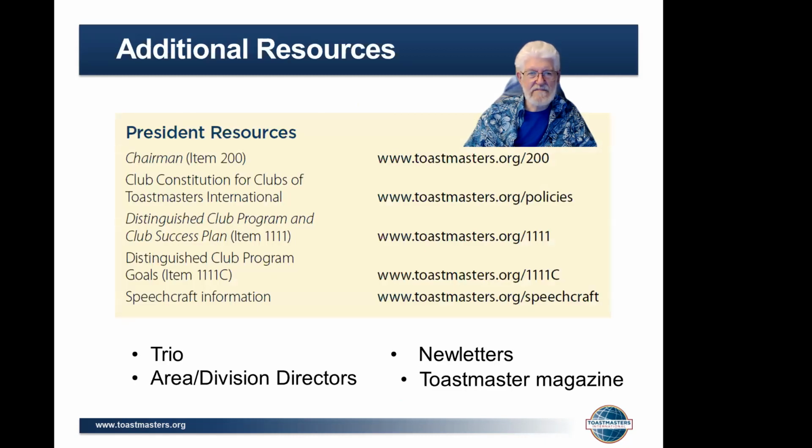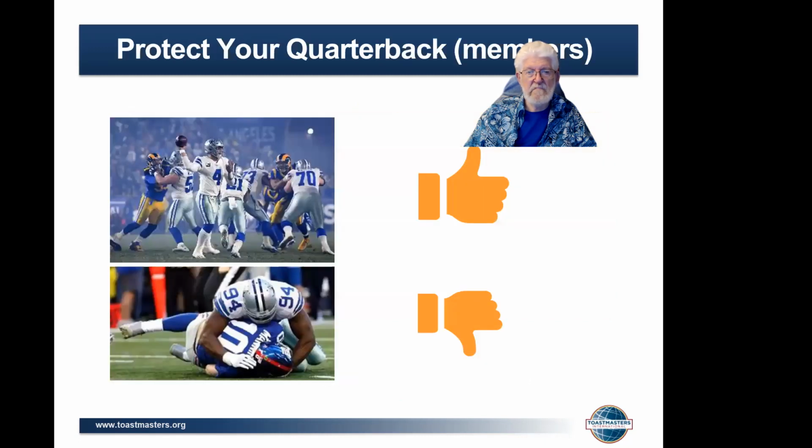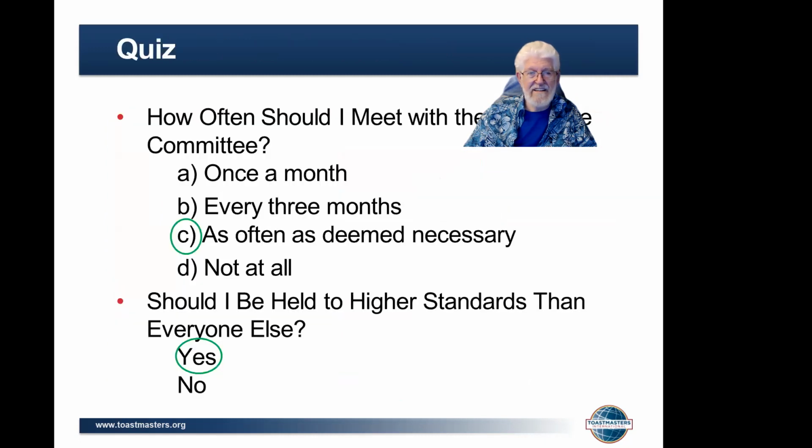Additional resources. Well, I'm not going to go through all of those, but they're available. Find the information on the club website. And the other resources are the trio. That's the 3 top people at a district. Your area and division governors' newsletters and the news magazine. Protect your quarterback. That's your members. You don't want them to be sacked because nobody was covering up for them.